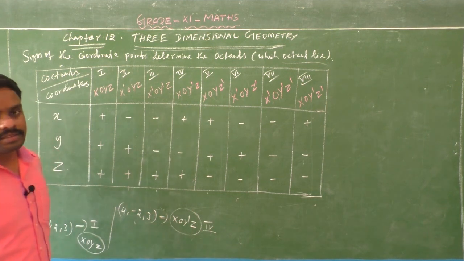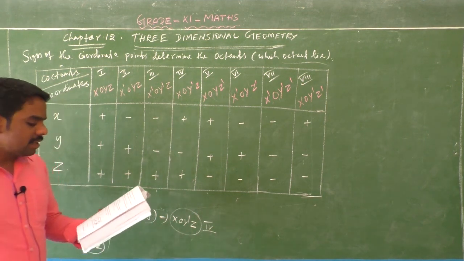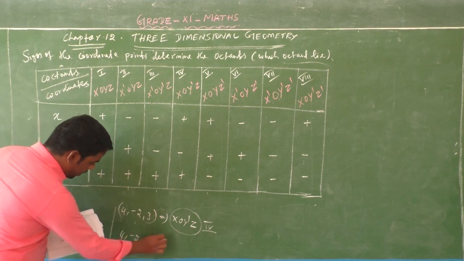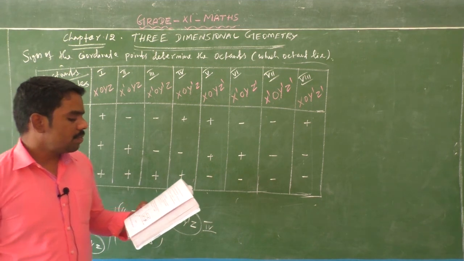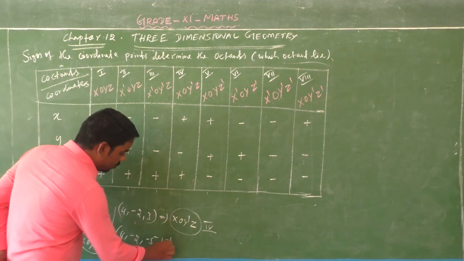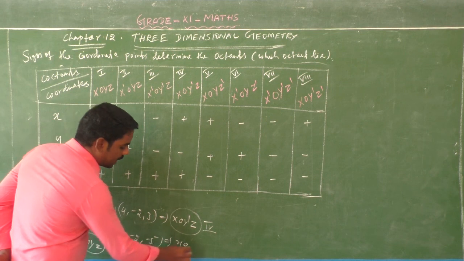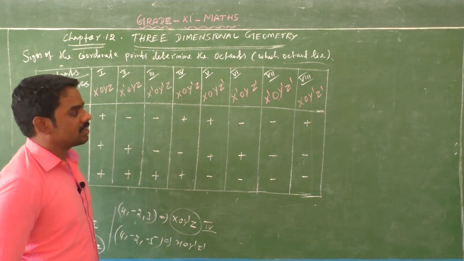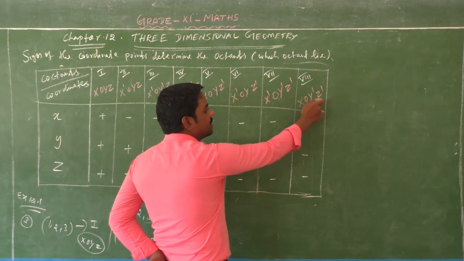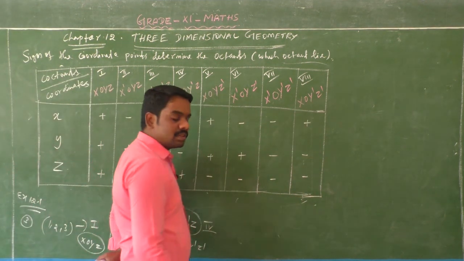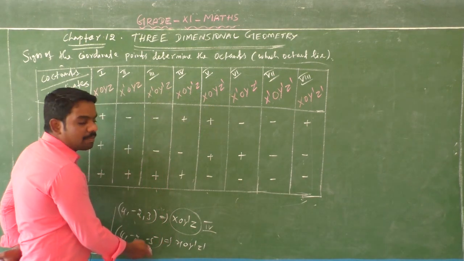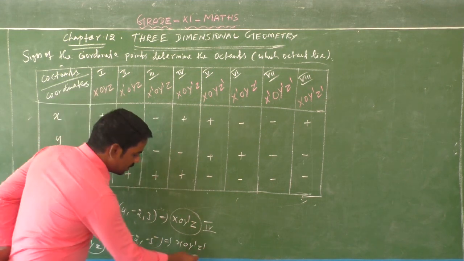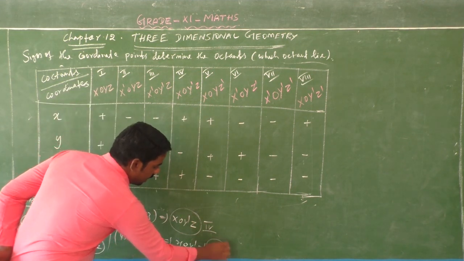Similarly, the other point (4, -2, -5). Here the x coordinate value is positive, so X; the y coordinate is negative, so Y dash; the z coordinate is negative, so Z dash. So XOY'Z', the 8th octant. So this point (4, -2, -5) lies in the 8th octant, XOY'Z'.